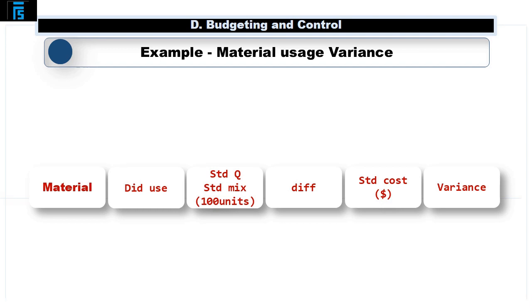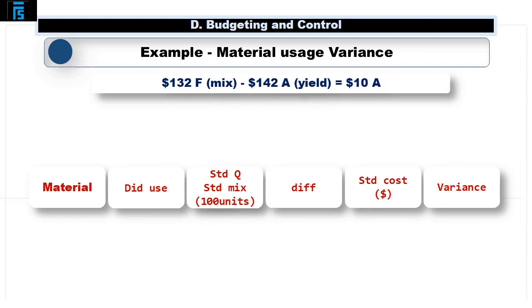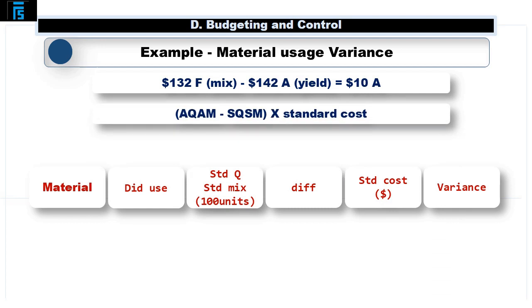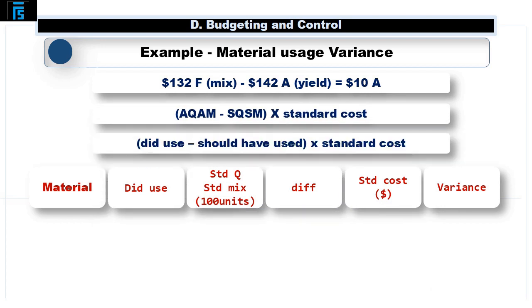So for completeness and to prove this point, let's now calculate the material usage variance using the numbers in our example. It should of course be $10 adverse, as the mix variance is $132 favourable and the yield variance is $142 adverse, giving a net figure of $10 adverse. The usage variance is calculated as the actual usage compared to the standard usage for the actual output volume multiplied by the standard cost. Again, we need to perform this calculation for each material involved and then add the two variances together. So as before, we will put a table together to help us.